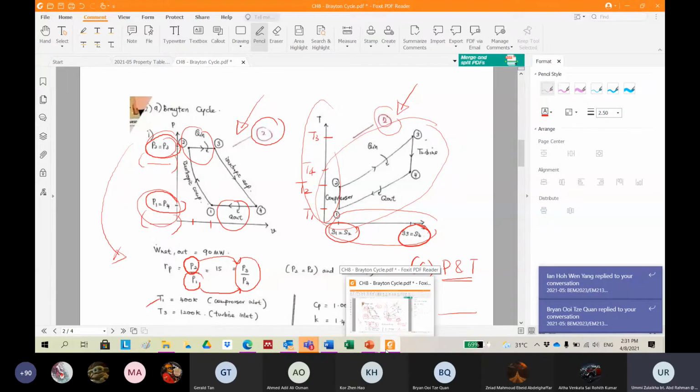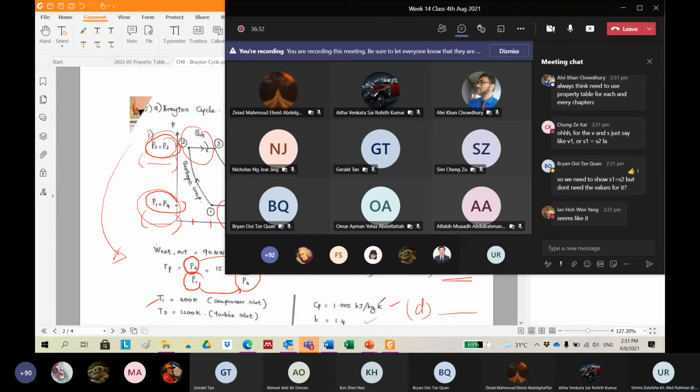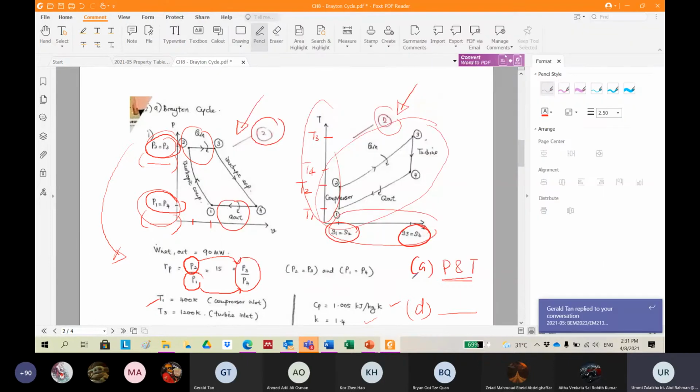If T4 is higher than T2, don't put the point 2 to be higher than point 4. Yes, true. For the S values, like s1 and s2, you just put them like this. You don't put the value. But for P, you definitely need to put the value, because P will be required. Understand? If you want to put V, it's up to you, but normally V is not required. V3 or V4 is not required. So you just read the question properly.